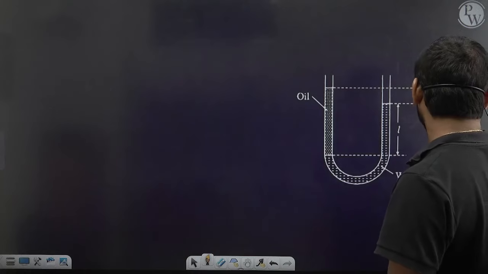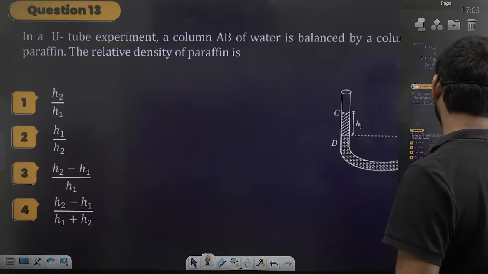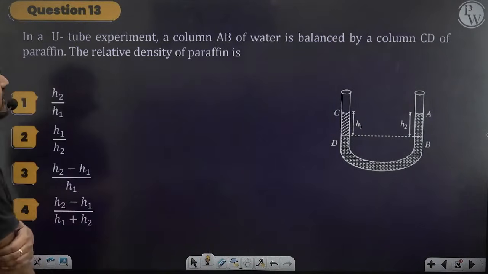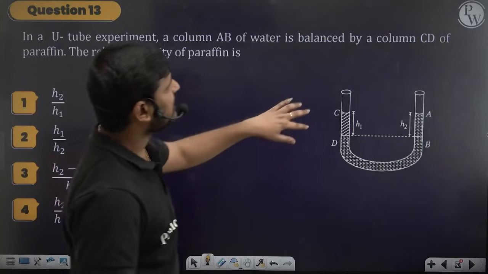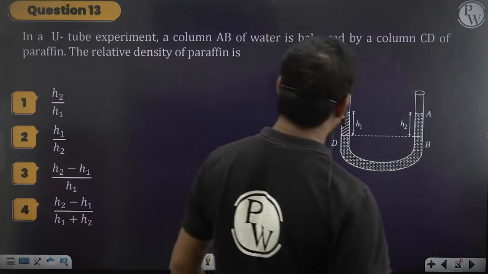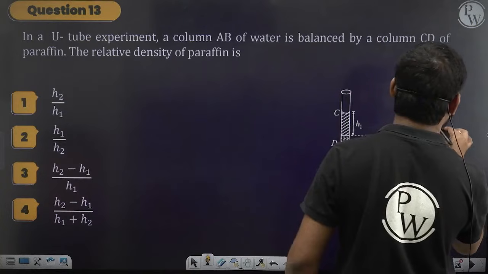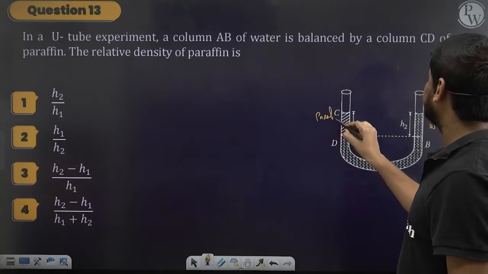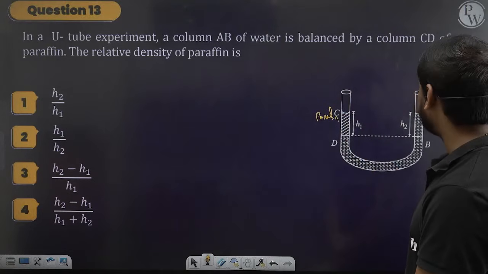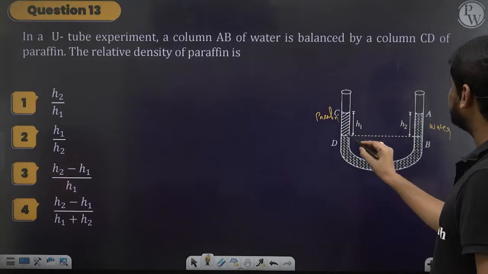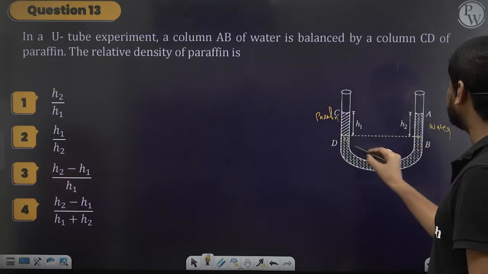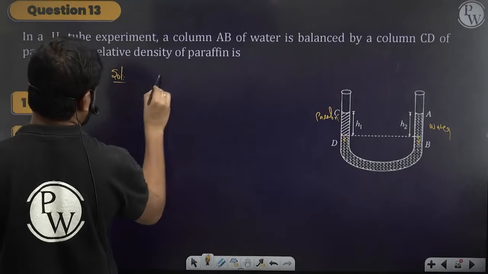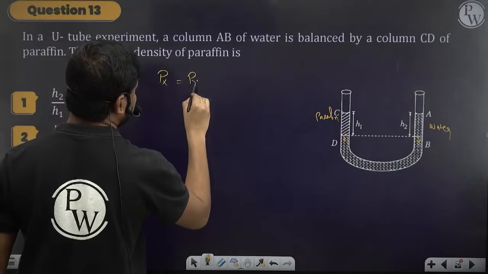Chalo, let's go for the next question. What does the question say here? In a U-tube experiment, a column AB of water is balanced by a column CD of paraffin. So this is water, balanced by CD of paraffin. Then the relative density of paraffin is... Let's consider a point X here and a point Y here. The pressure at X is equal to the pressure at Y.